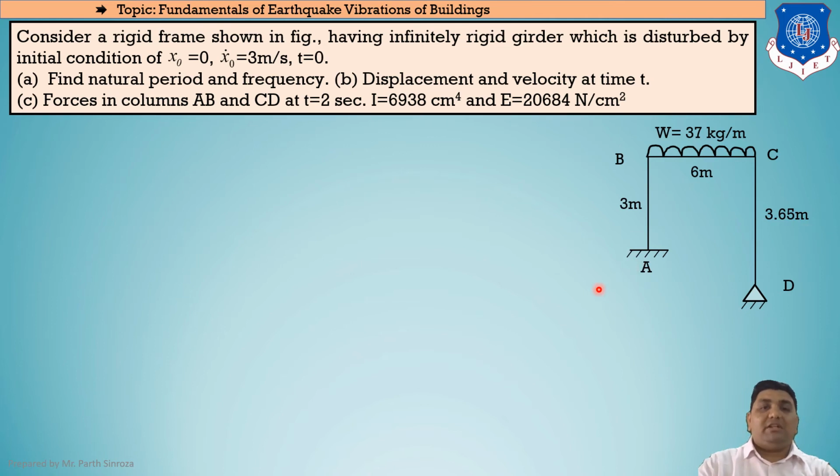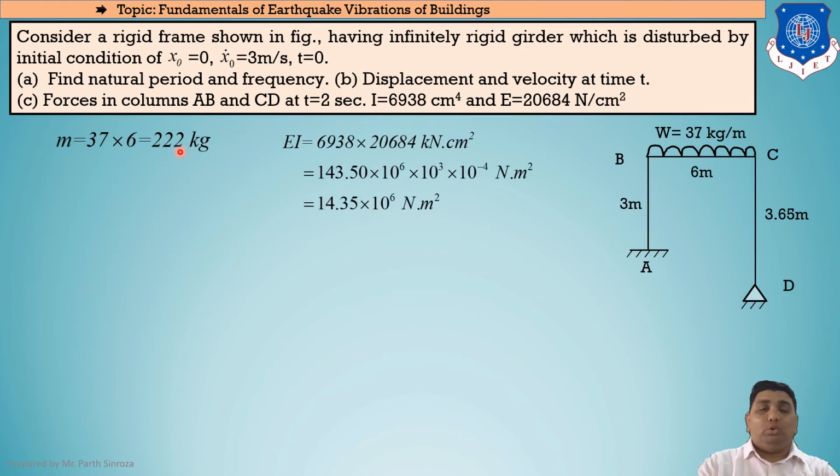So the first and foremost thing will be to find the value of F and T. For F, we will be requiring two parameters, that is mass and stiffness. So first of all, we will be calculating mass. As we can see, it is given as kg per meter. So we need to multiply the total span to get the final equation in the form of our mass. So final mass here will be 222 kg.